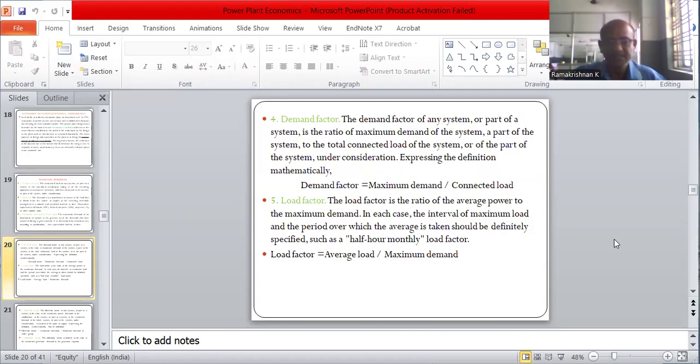Here, the average load is indicated over a regular interval. So the interval is indicated, and the maximum demand also is expressed over a specific period of time, because it is the half hourly or monthly load factor. So accordingly, the load factor is called. The interval of maximum load is expressed, and also the period over which the maximum demand is expressed is noted in the load factor. So accordingly, the load factor is called.